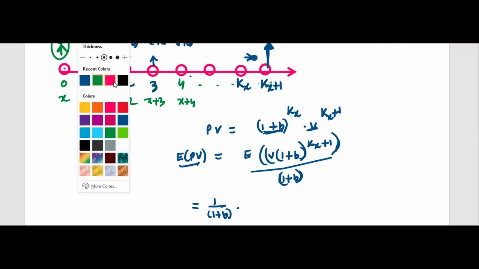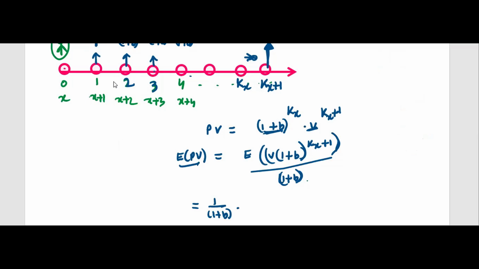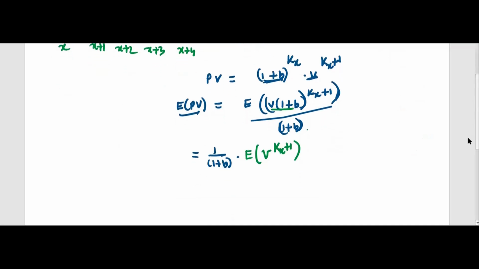Now, what will happen? Here, this v into 1 plus b, suppose this is another v. Another type of v power kx plus 1. Again, we got this form. Whenever you see v power kx plus 1, you have to close your eyes. I mean, I've seen many, they close their eyes and they write. You should close your eyes and write this way, A x.